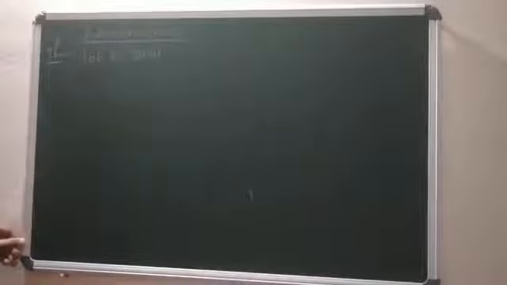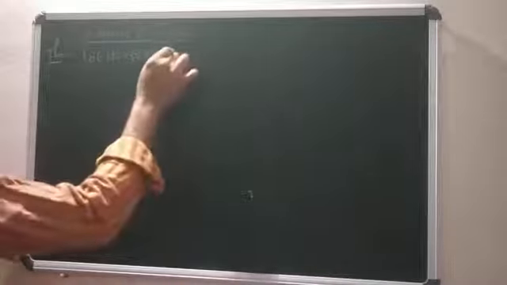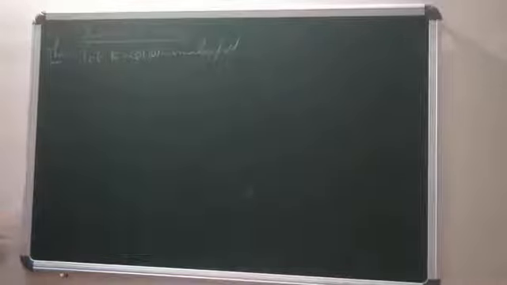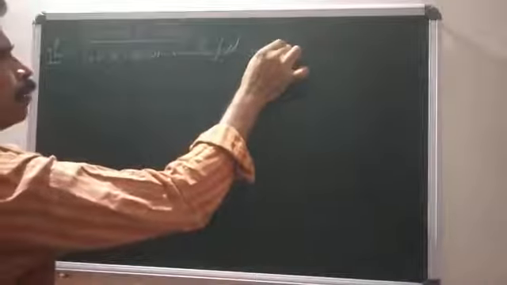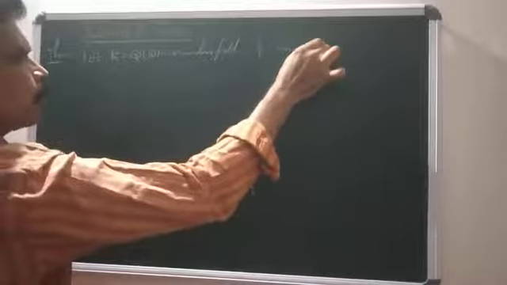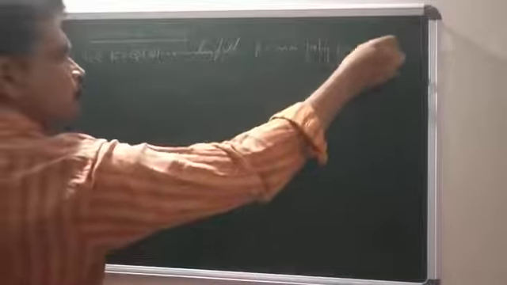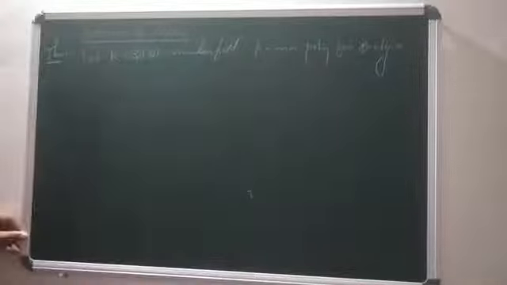Now here there is an important theorem. The theorem states: let K equals Q theta be a number field. Theta has a minimal polynomial. Let P be the minimal polynomial for theta of degree n.